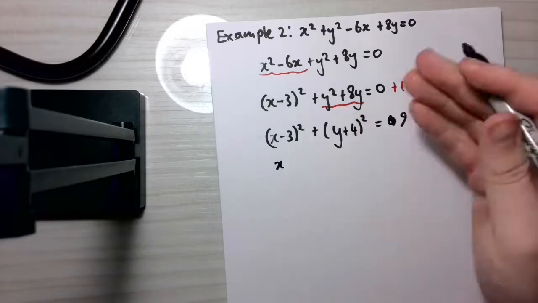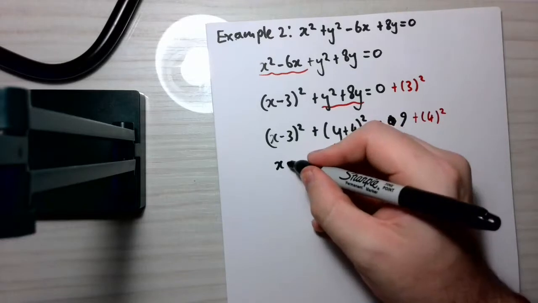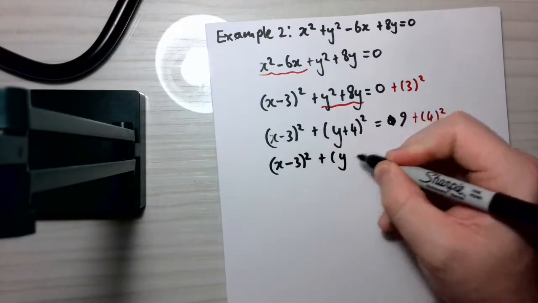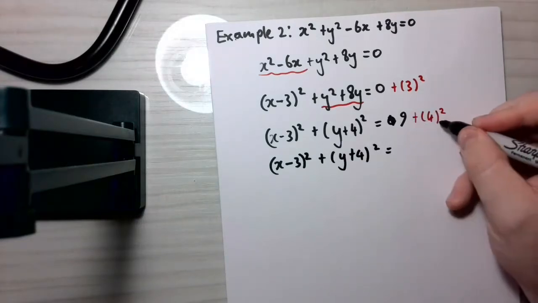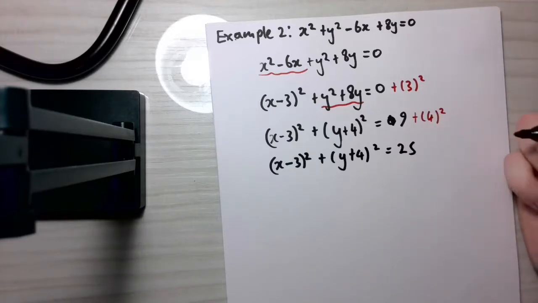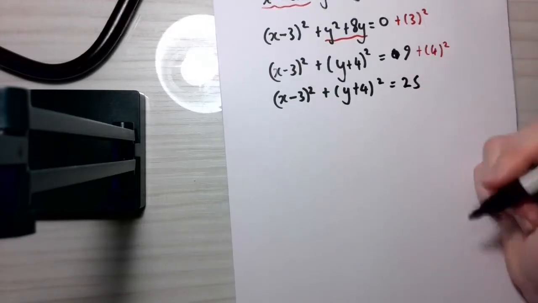So now, let's just do a little bit of simplifying. That's the completing the square done. We've just trimmed everything down. We now have x minus 3 all squared plus y plus 4 all squared is equal to 9 plus 4 squared, which is 9 plus 16, and 9 plus 16 is now 25. So let's identify the center and the radius of this particular circle.